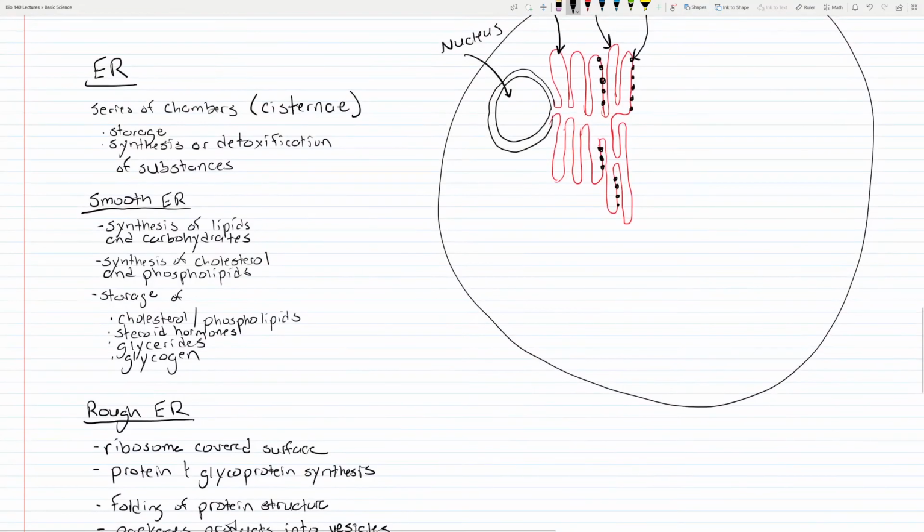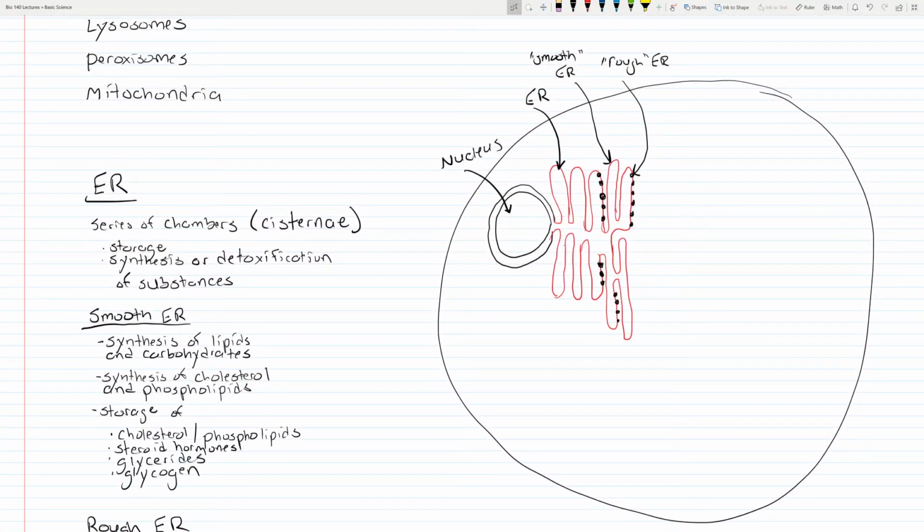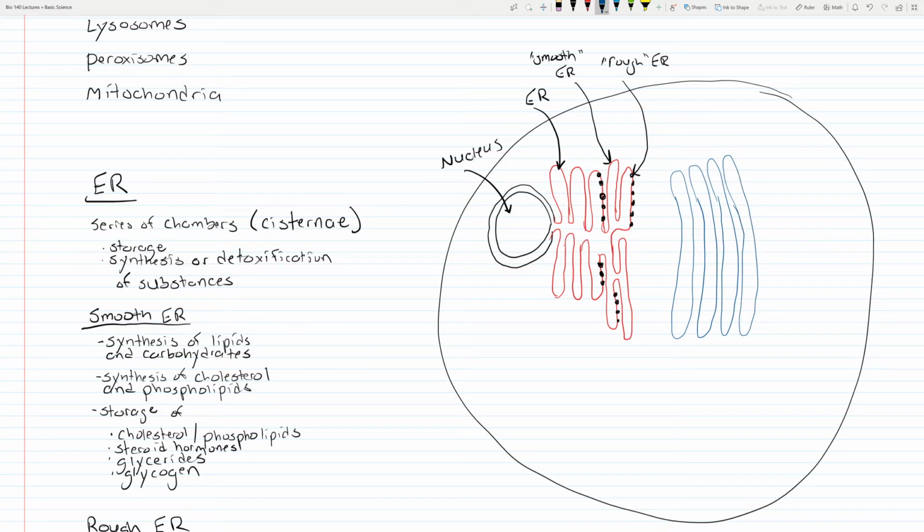Okay. So if we go back to our cell here, the Golgi, I'm going to draw it in this bluish color. The Golgi just looks like a bunch of flat pancakes, one right after another. Okay. So we'll be facing the other direction. Okay. So this is the Golgi.